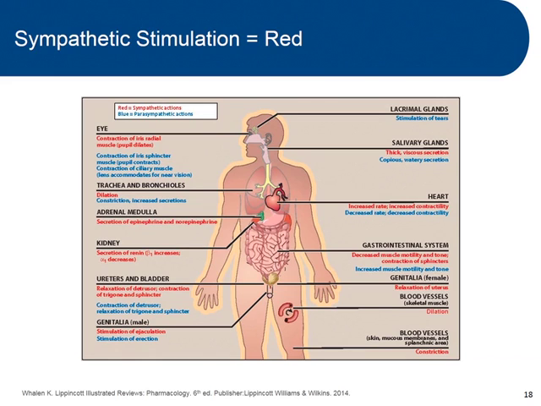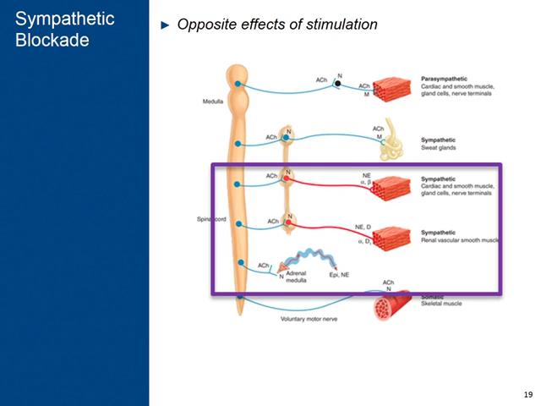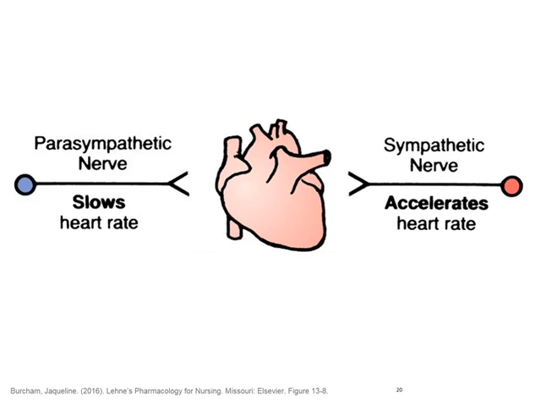So look through this. I'm not going to read this to you, but take a look at this and, like I said, spend some time studying it and getting to know it well. Obviously, blockade would just be the opposite effects of stimulation. So what I would recommend is just remember one or the other, and then when you're applying it to specific drugs, then you would just think, okay, what's the opposite of whatever part you've remembered?